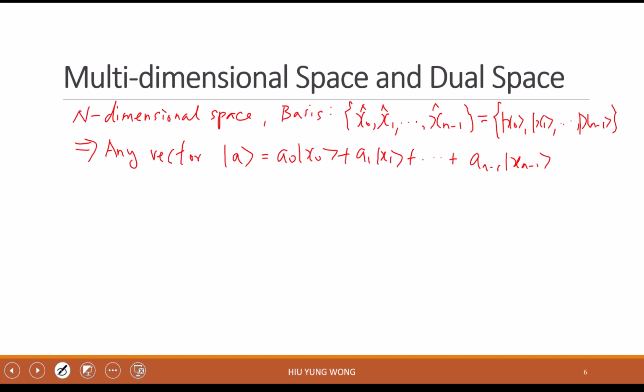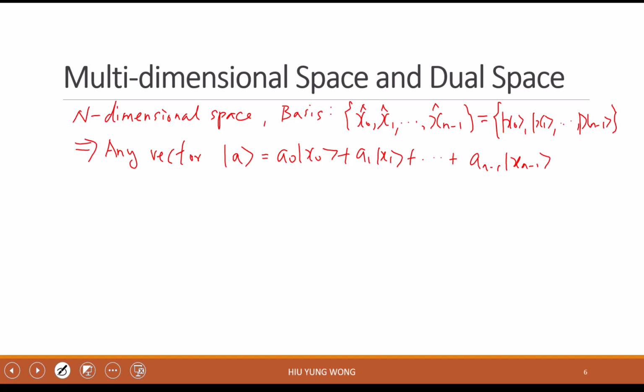Right? It looks like a lot of stuff, but again, you know that already. That's what you did in 3D space, right? 1x hat plus 2y hat plus 1z hat. That is what we're doing. We expand to n dimensions, and particularly now I write it in the ket notation. So that is the first thing you need to think about if you got confused.